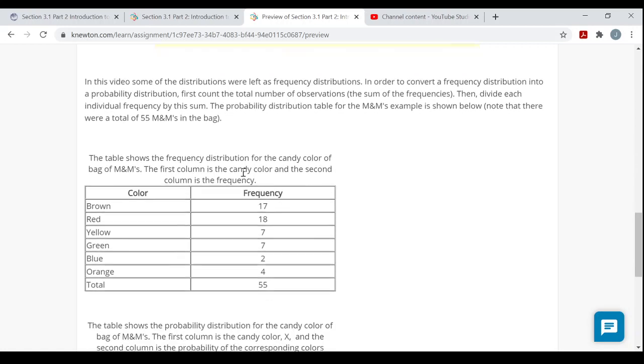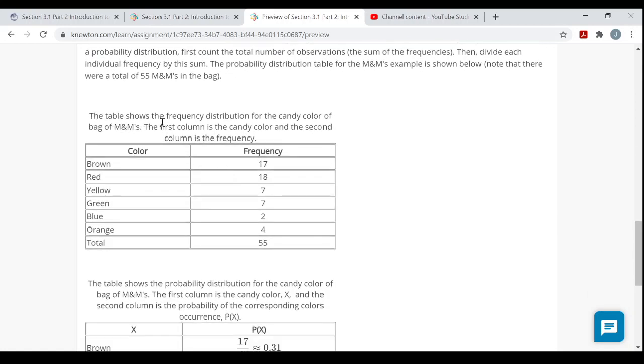So here's an example. This table shows the frequency distribution for the candy color of a bag of M&Ms. The first column is the candy color, the second column is the frequency. In this particular bag that was sampled, there were 17 brown M&Ms, 18 red, 7 yellow, and so on, for a total of 55 M&Ms in the bag.